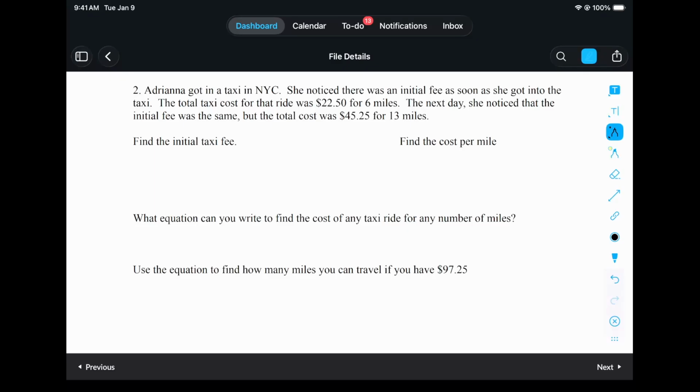Adriana is getting a taxi in New York. She noticed that they're actually charging her as soon as she steps foot into that car. For 6 miles, the total cost is going to be $22.50. The initial fee is going to be the same, but the total cost is now $45.25 for 13 miles.